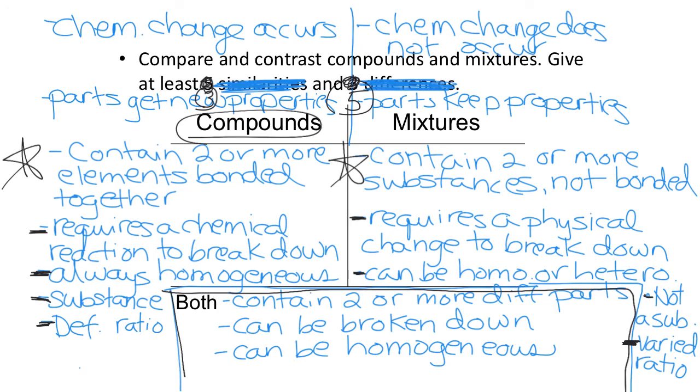Then up here on the top, when we have a compound, a chemical change occurs, which makes the parts get new properties. So we talked about that, hydrogen and oxygen combine to make water, they get new properties. When you make a mixture, a chemical change does not occur, so therefore the parts keep their original properties. Then with our similarities, they both contain two or more different parts. They both can be broken down in some fashion, and they both can be homogeneous.